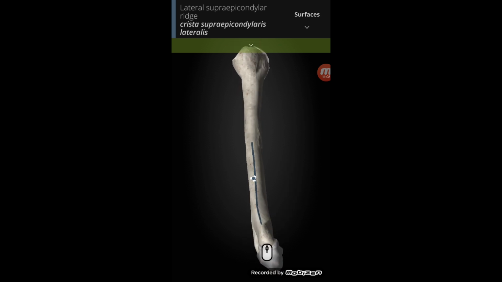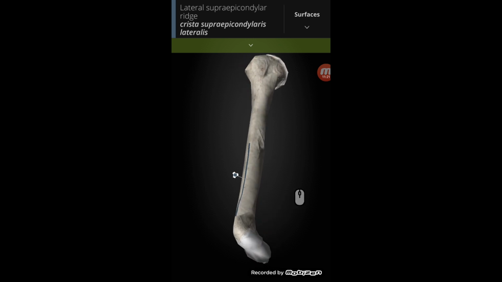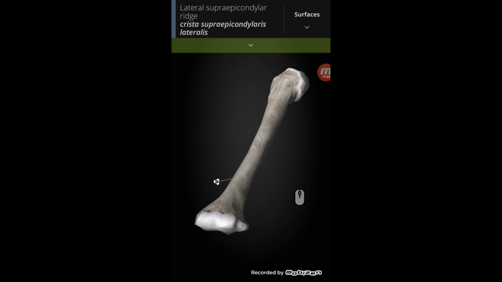Here I have the lateral epicondyle. Above the epicondyle it will be the superior surface, so it will be the lateral supraepicondylar ridge. Epicondyle from this and superior from supra, and supraepicondylar ridge. So this will be the supraepicondylar ridge. It gives different muscle attachments, we will discuss it later.